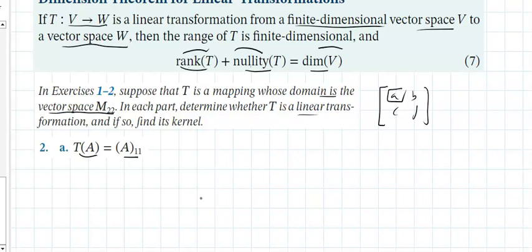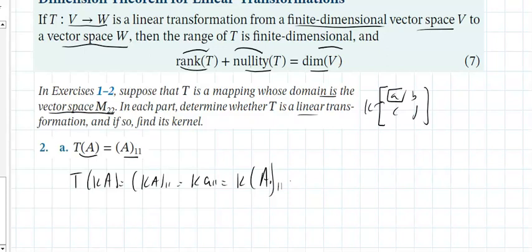Determine if T is a linear transformation. Well, if I take the transformation of kA, then that is k a_11. If I multiply this by k, I could say that's k times a sub 1,1, which is k times the linear transformation of A.